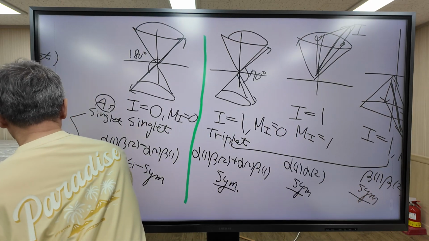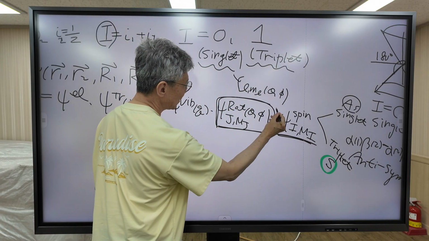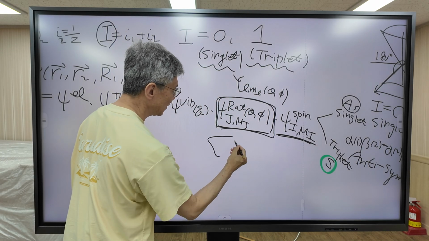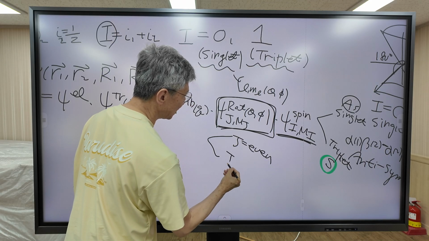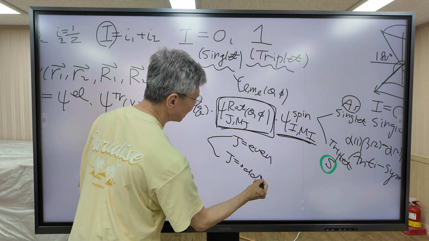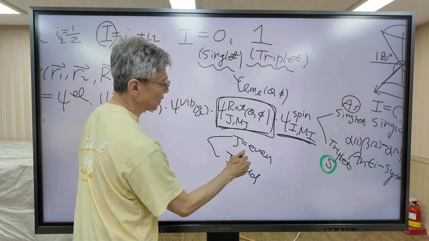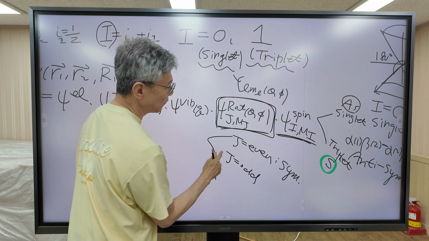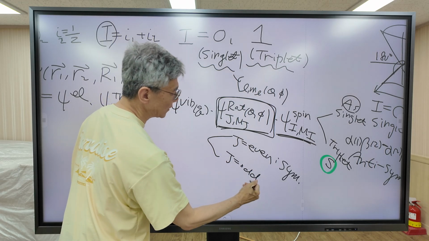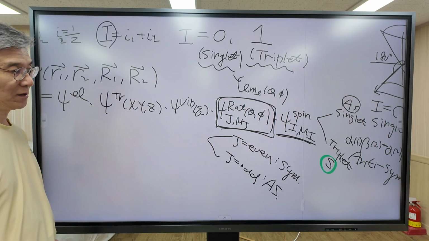So we review the symmetry of this one. This function can be classified as either J equal even and J equal odd. What is the symmetry of this function with J equal even? It is symmetric. The wave function for J equal odd is anti-symmetric. This is our result.